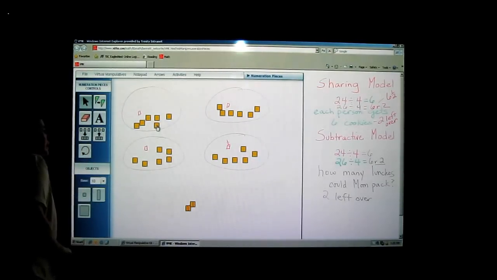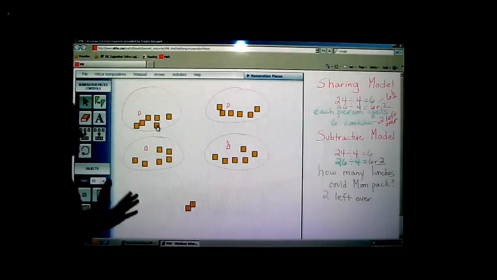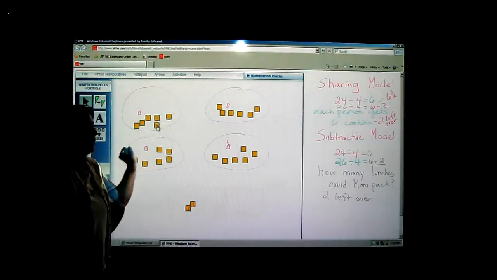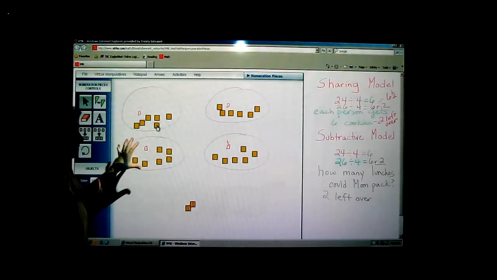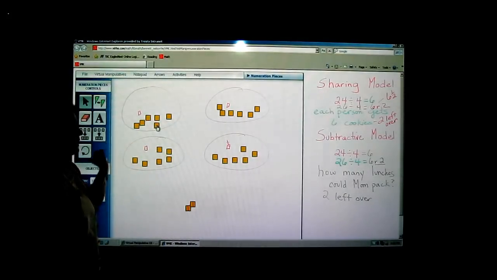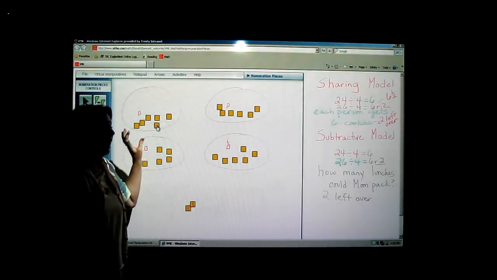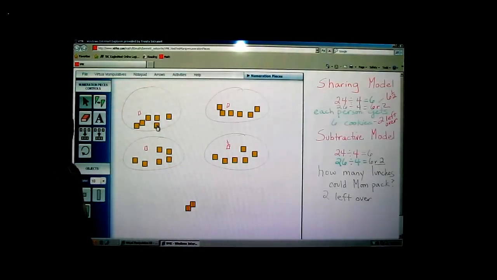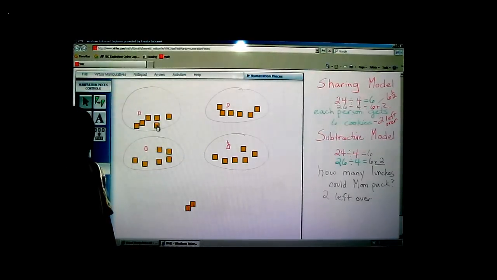So when you're thinking about division and the different kinds of problems, the sharing model, you already know how many groups there are, and it tells me how many of the object each person gets. The subtractive model, I know how many each person's going to get, but I don't know how many people can get it.